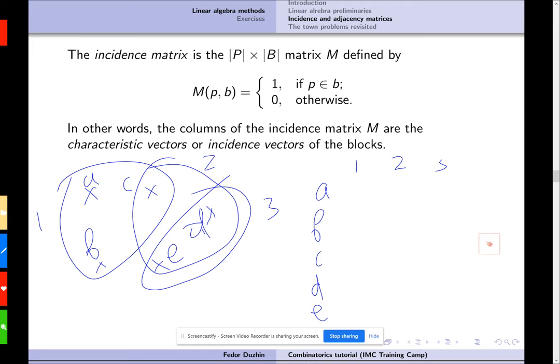So, okay, so then we're going to look at, say, the first column. So the first column is the first block. It contains elements A, B, and C. So I'm going to write 1 for A, 1 for B, 1 for C, and zeros for D and E. The second block contains elements C, D, and E. So 1 for C, 1 for D, 1 for E, and zeros for A and B. And the third block contains D and E. So 1 for D, 1 for E, and zeros here. Right, so this is the incidence matrix M.